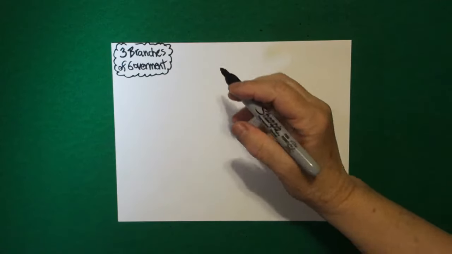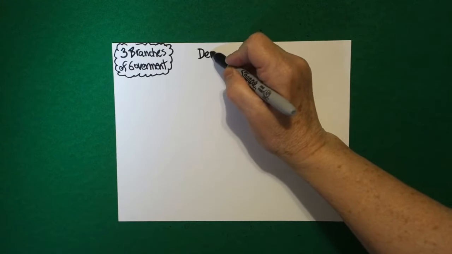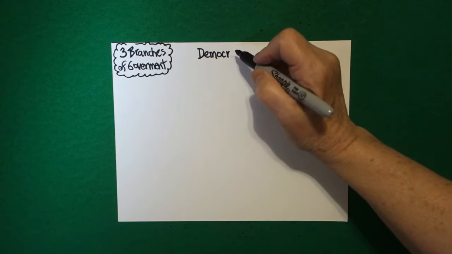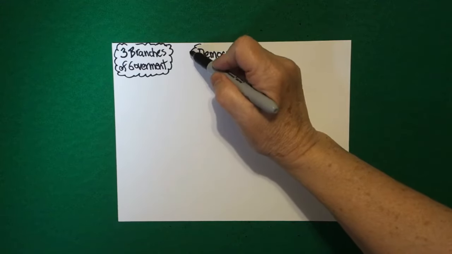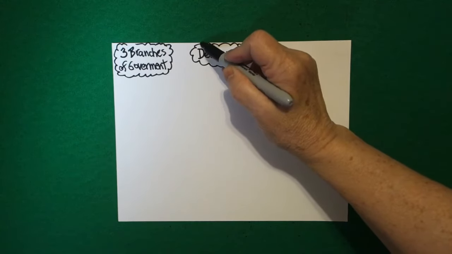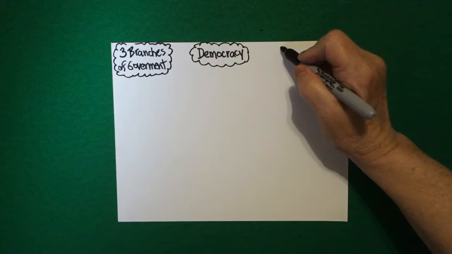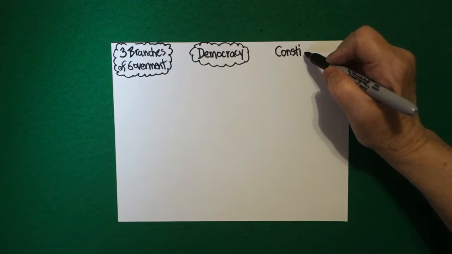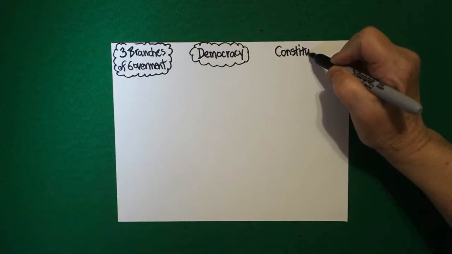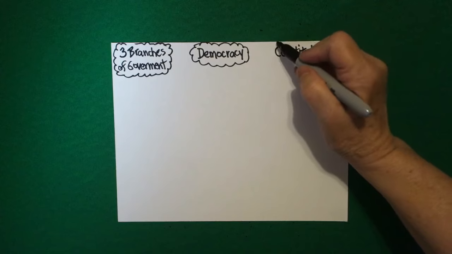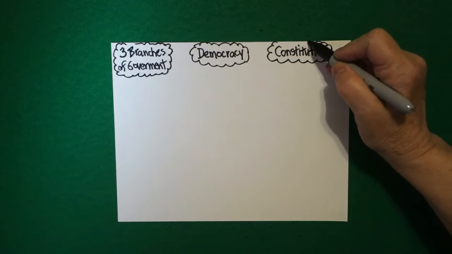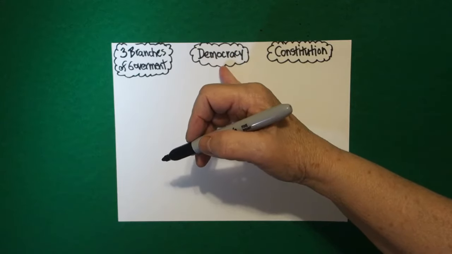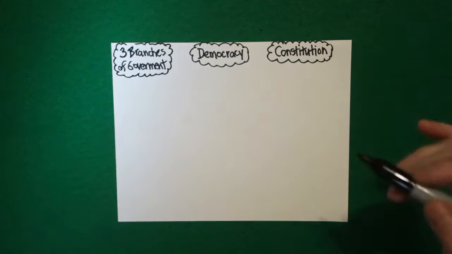Now, when we talk about the three branches of government, we're talking about, in our country, the United States, for my global watchers, this is for us, we live in a democracy. So that's going to be in the middle. And again, curve line, curve line, curve line, and connect. And our democracy is pretty much taken up by the Constitution, which are the laws that our country, Constitution, which the Founding Fathers made up for when we decided to leave England and form our own government. Now, an example is in England, they have a monarchy, and that's with kings and queens. We don't have that here.